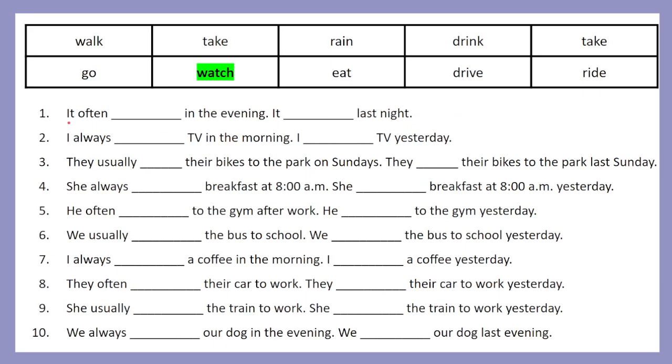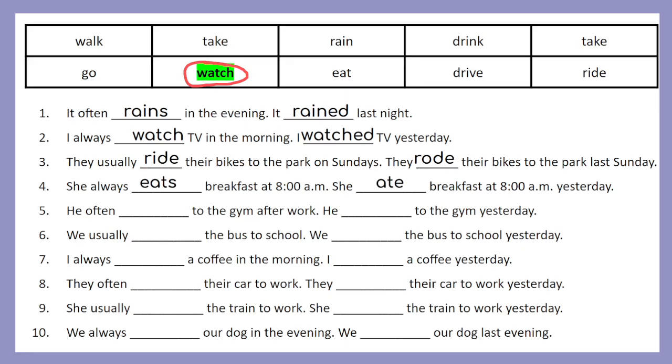Okay, so let's write the present tense verb and the past tense verb. Notice that this should be watch. It often rains in the evening. It rained last night. I always watch TV in the morning. I watched TV yesterday. They usually ride their bikes to the park on Sundays. They rode their bikes to the park last Sunday.